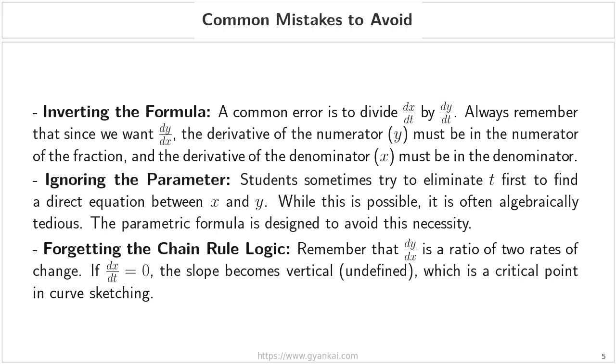Finally, it is important not to forget the logic of the chain rule that we established at the beginning of this lesson. Remember that dy by dx is essentially a ratio of two different rates of change. This is why, as we noted in our theoretical derivation, if the derivative of x with respect to t equals 0, the slope of the curve becomes vertical and is therefore undefined. Recognizing this is critical, especially when you begin sketching these curves. Keep these warnings in mind as we move to our final slide to summarize the key takeaways.